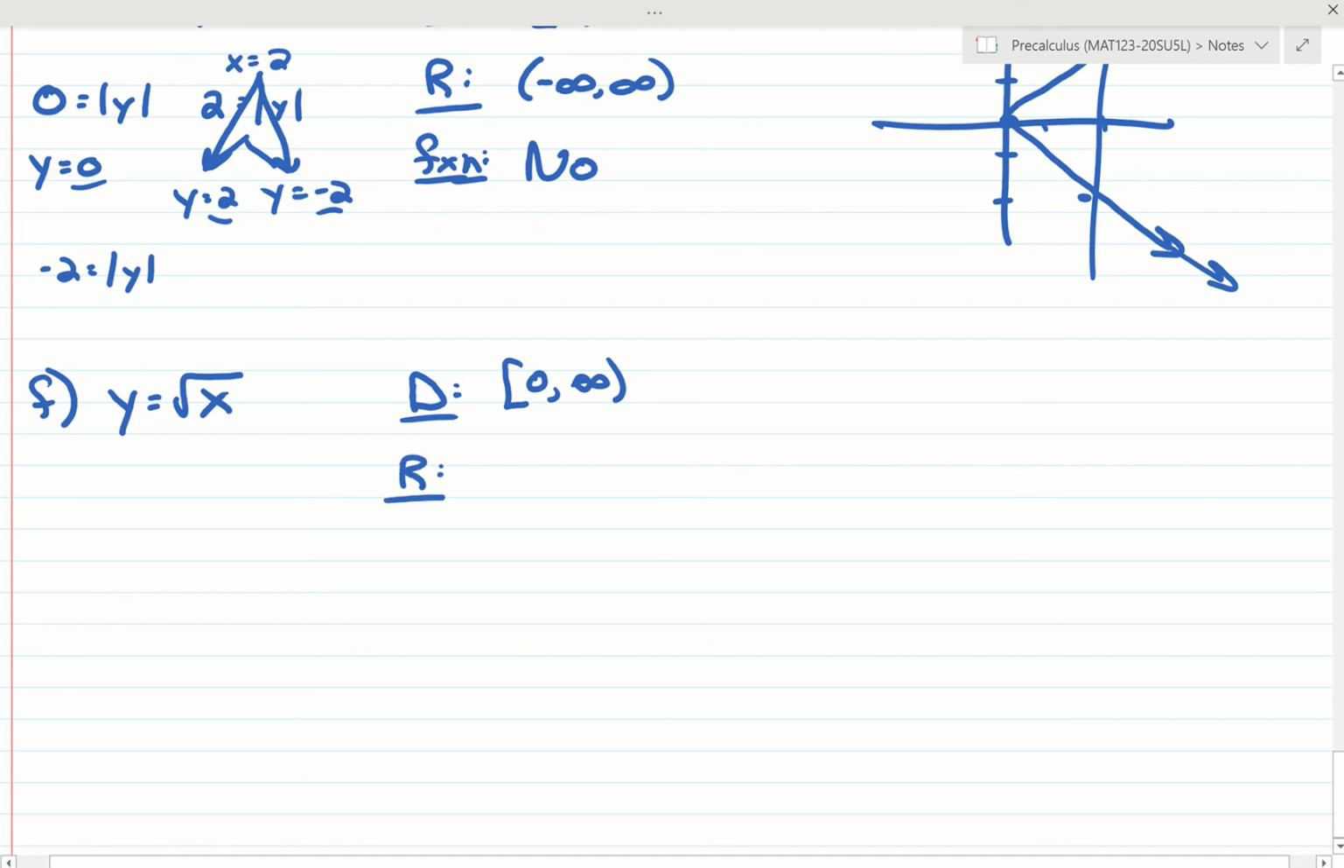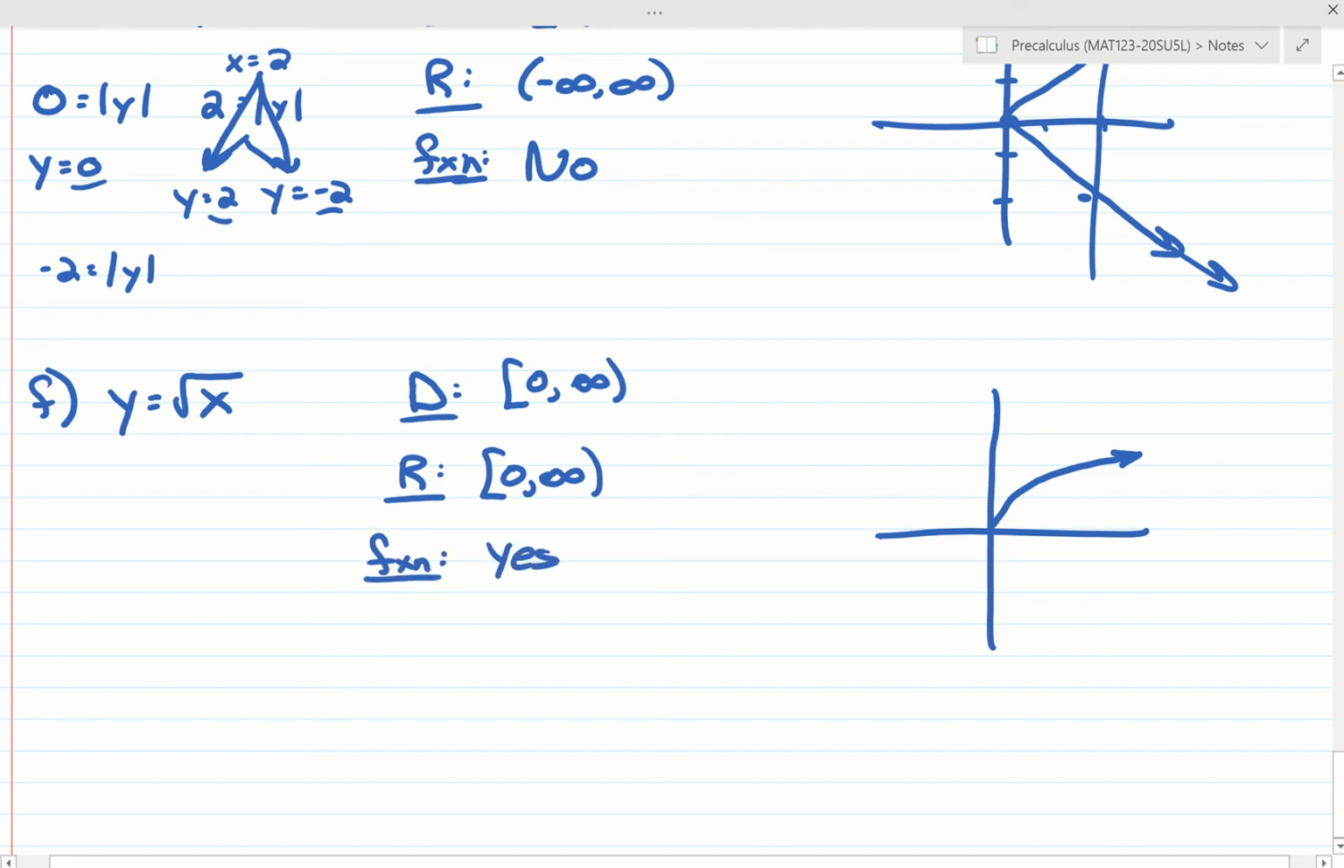The square root is never going to give you a number less than 0. And actually, we'll talk about this in an upcoming lesson. The graph of the square root function looks something like that. So the range is always going to be 0 or higher than that. And by looking at the graph, is it a function? The answer is yes. It passes the vertical line test.